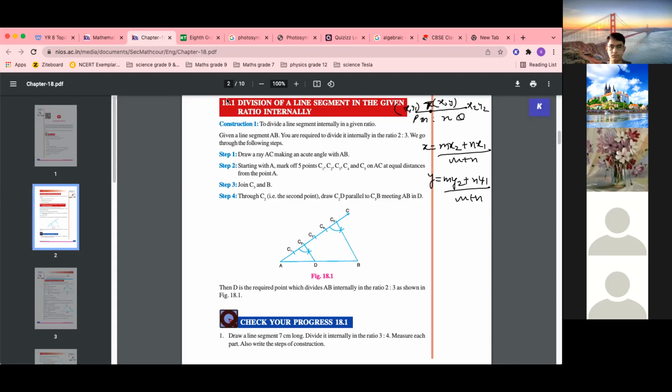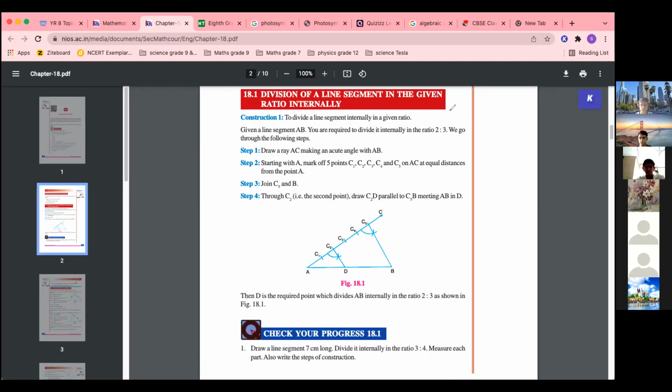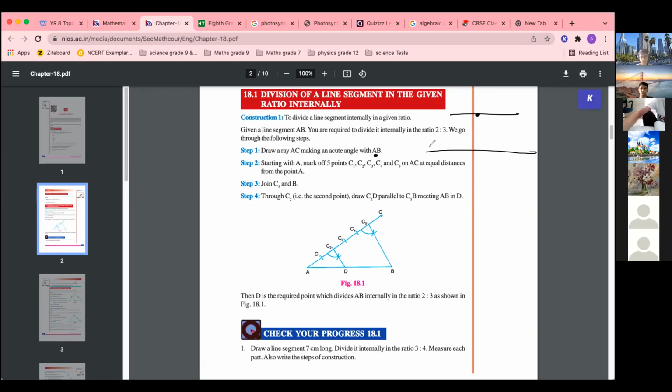Now here, by construction, we have to divide a given line in a particular ratio internally. Internally means point is on the line. Externally means point is not lying on the line. So external is not there in our syllabus. So we just require a point which divides a given line in a particular ratio.